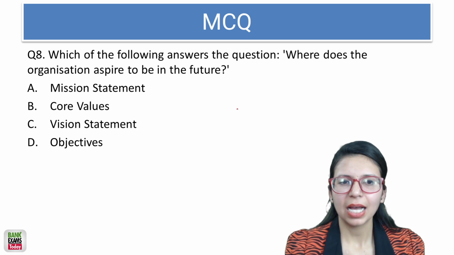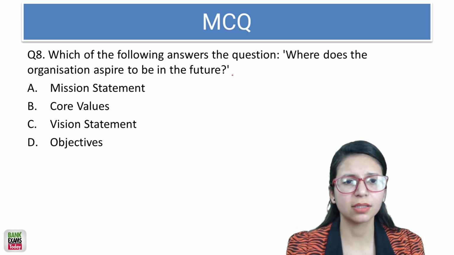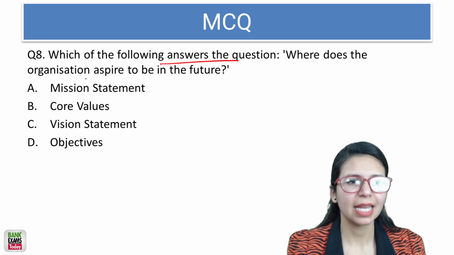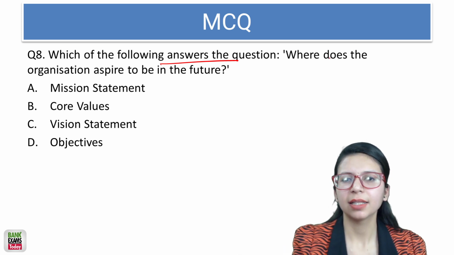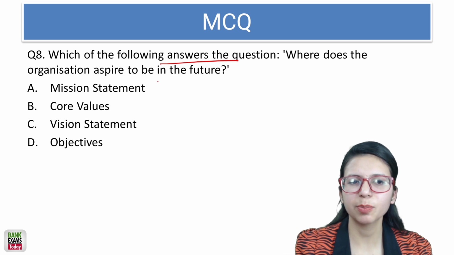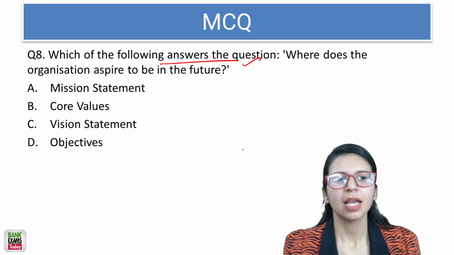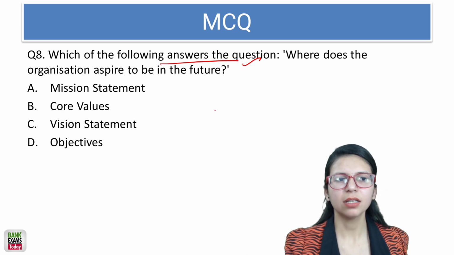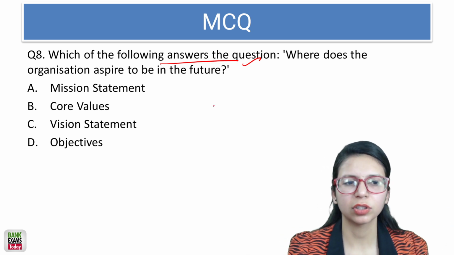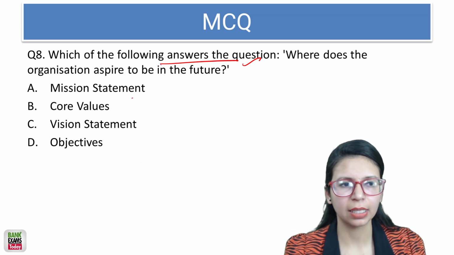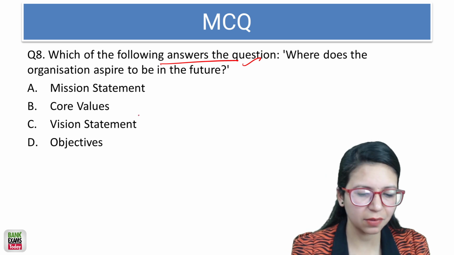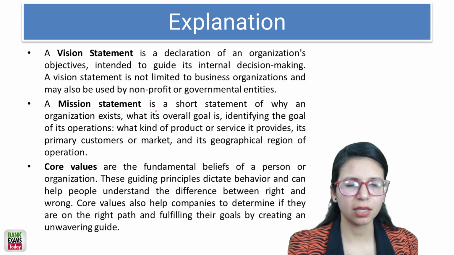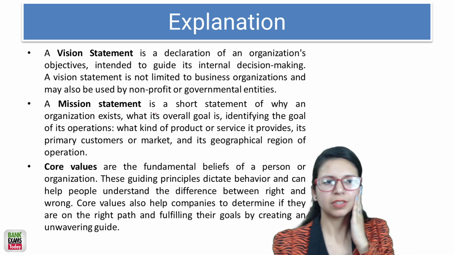Which of the following, like there's some mistake in the question. Where does the organization aspire to be in future? Which of the following answers the question, where does the organization aspire to be in future? It's correct. Yeah, so where does the organization aspire to be in future is which of the following, right? Mission statement, core values, vision statement, objectives. Okay, here's the explanation for all of these.